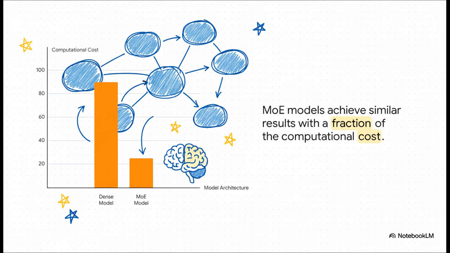This chart gives you a pretty good idea. To get the same level of performance, a dense model needs a massive amount of compute power. But the MoE model? It gets the same or sometimes even better results using just a tiny piece of that. And this isn't just a small incremental improvement. We're talking about a revolutionary leap forward in efficiency.